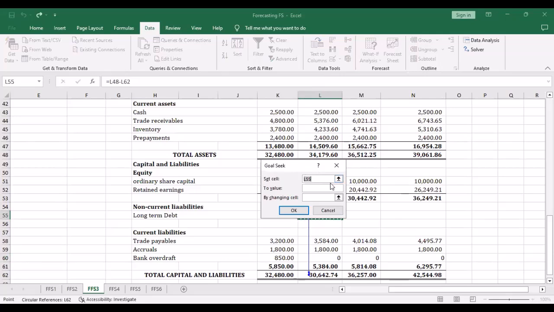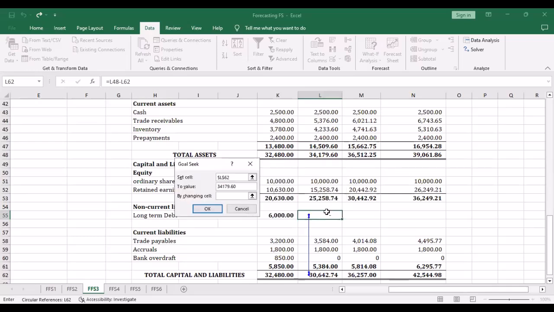Isn't it set cell? So I'll not be setting this cell. I want to set this cell down here, isn't it? To which value? To this value here, isn't it? So it is 34,179.6, isn't it? So by changing which cell, so maybe I'll move the goal seek by changing this cell, isn't it? Then we press OK.